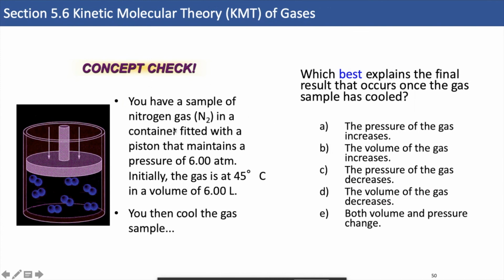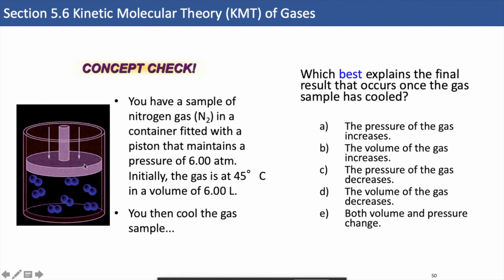I have a sample of nitrogen gas in a container that is fitted with a piston that maintains a pressure of 6 atmospheres exactly. So I'm keeping a constant pressure of 6. Initially, the gas is at 45 degrees Celsius in a volume of 6 liters. Then I decide to cool the sample. Which best describes the final result that occurs once the gas has been cooled off?